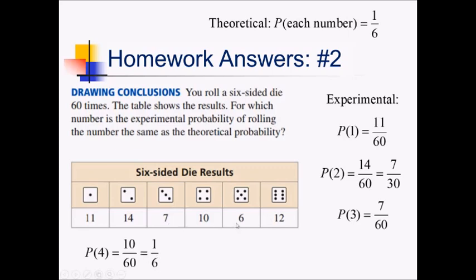But let's double check. They never said that there was only one possible answer. There might be another. So probability of 5, that's 6 over 60, which is 1/10, not what we're looking for. And then probability of 6 was 12 over 60. That reduces to 1/5. Pretty close, but still not what we want. So then 4 was the only number whose theoretical and experimental probability was the same, so our answer is 4.